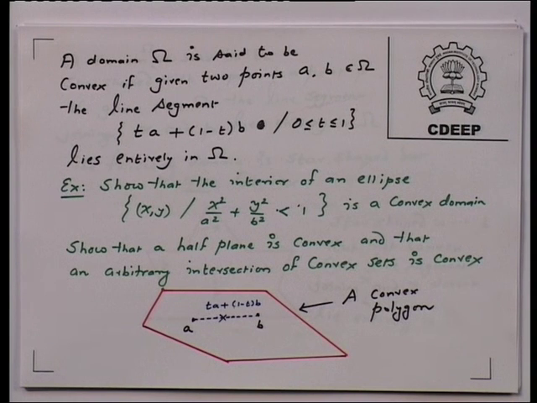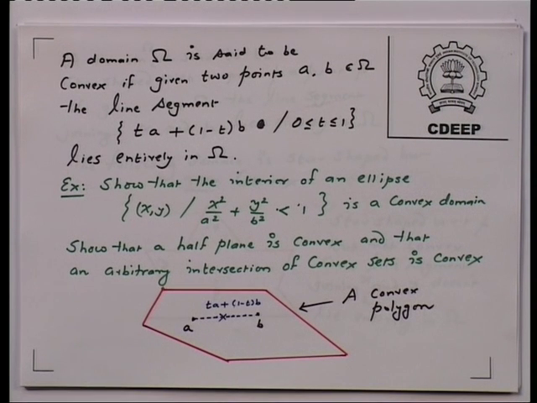correct. And so, there is an exercise for you. Show that the interior of an ellipse x squared by a squared plus y squared by b squared less than 1 is a convex domain. Show that a half plane is a convex domain and that an intersection of convex domains is a convex domain. So, everybody understands what is a convex domain. Take 2 points, draw the line segment; if the 2 points lie in the domain, the line segment must also lie in the domain.